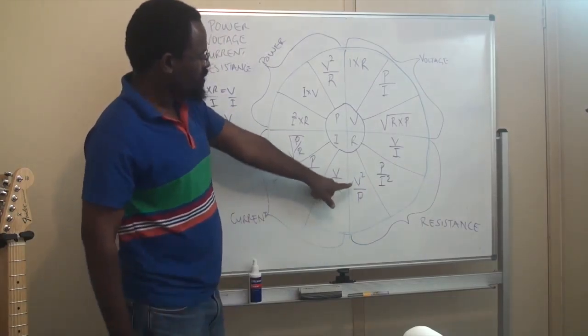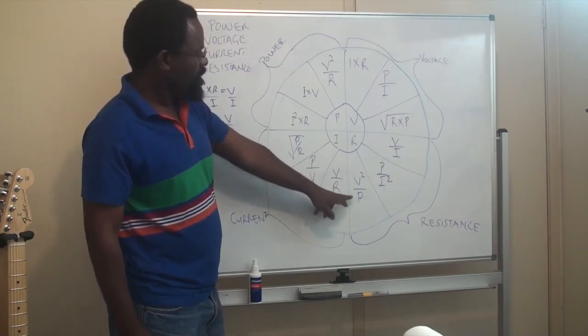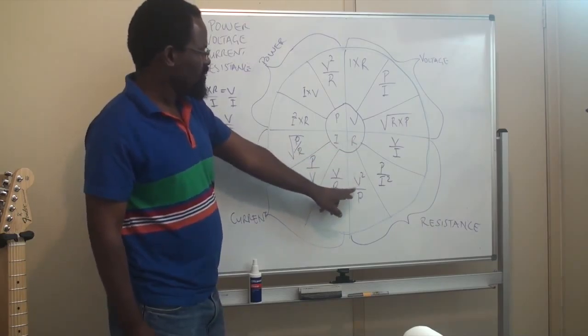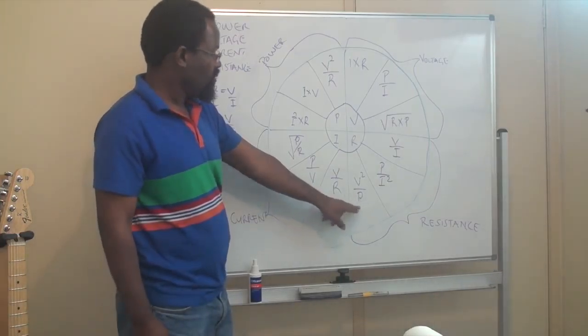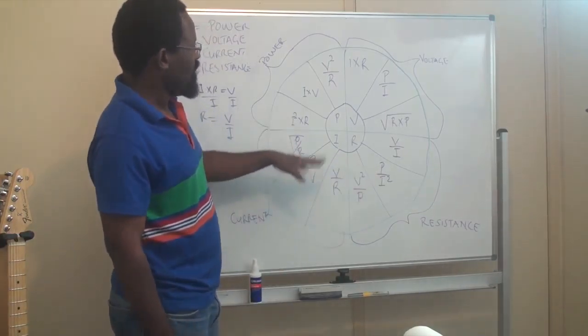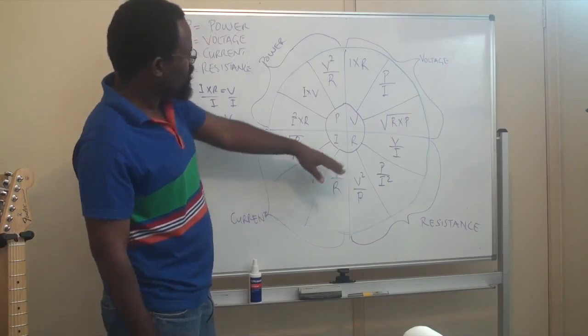Let's go to this one here. R is also equal to V squared over P. We'll also derive that one shortly, after we know the power formulas. And then let's go to current.